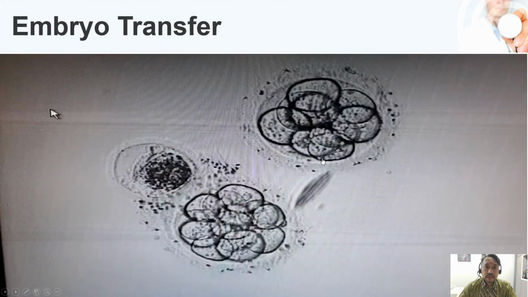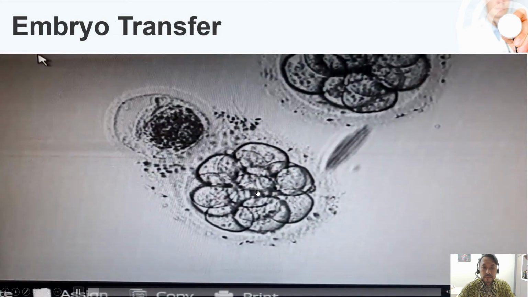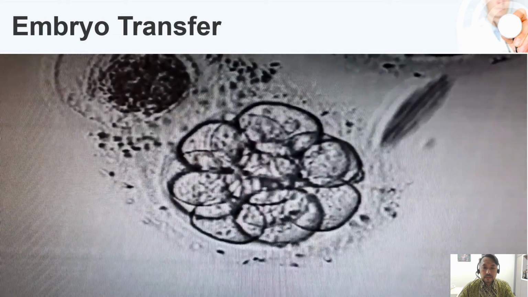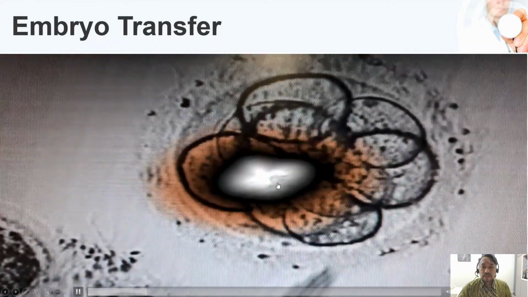Okay, next is about embryo transfer. These are the embryos at around 3 days. They have multiplied into a lot of cells, around 8 cells. I'm going to insert to transfer to the patient. These are frozen embryos.